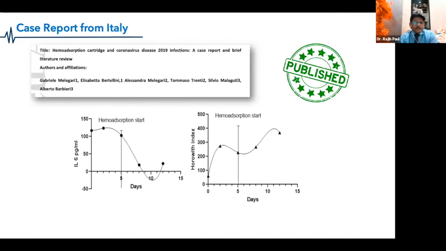Another case report from Italy, again of severe COVID-19 pneumonia, in a patient whose Horowitz index, or what we call the PF ratio, the PaO2/FiO2 ratio, showed a severe ARDS picture with a PF ratio of less than 100. It significantly improved after treating with Cytosorb, and the IL-6 level significantly dropped by day 10. By day 10, IL-6 was actually in the negative range, and the patient had already recovered to a normal PF ratio.